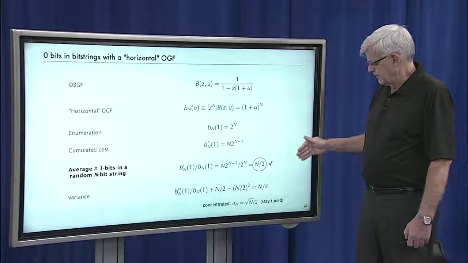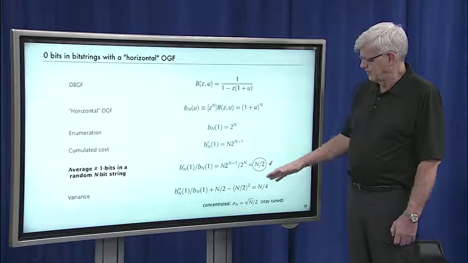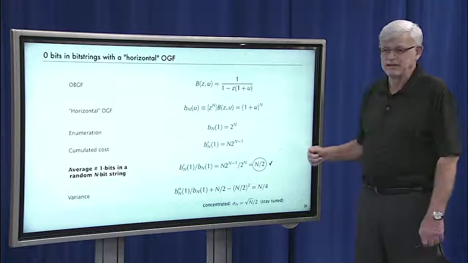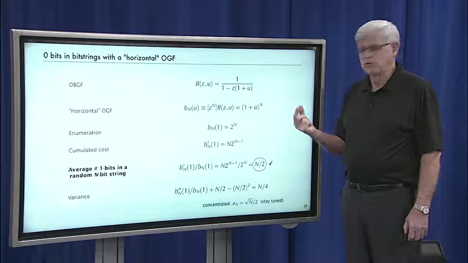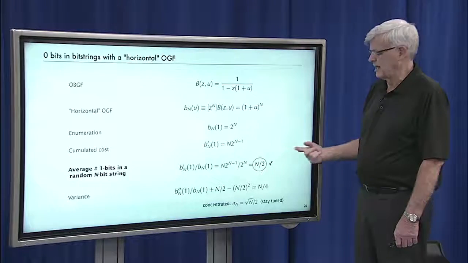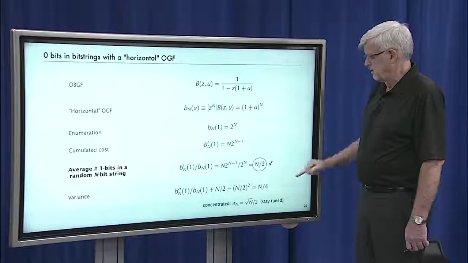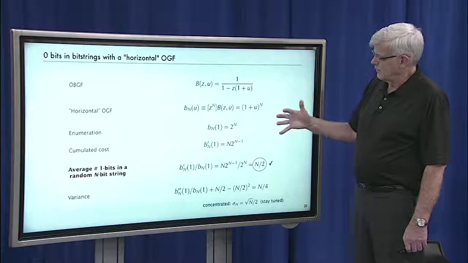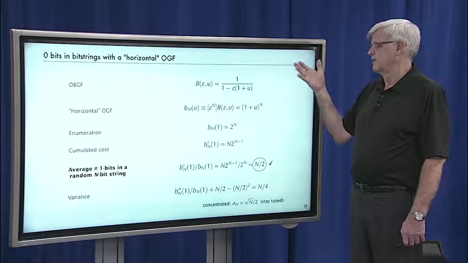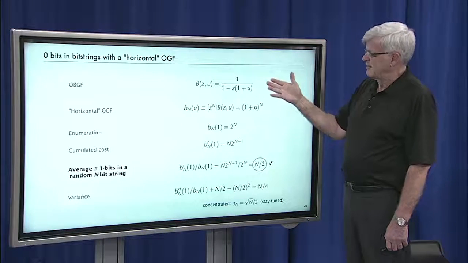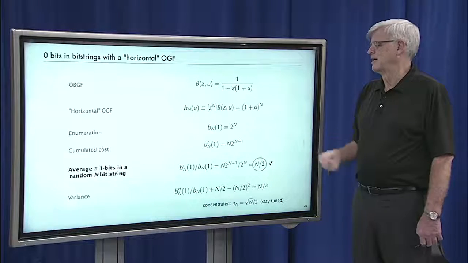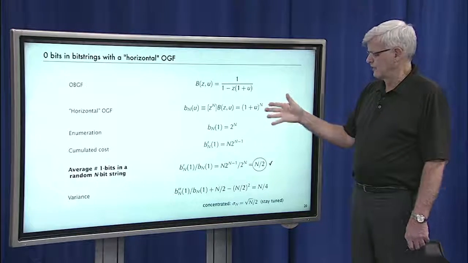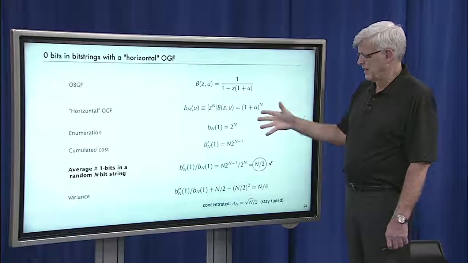And that's an easy calculation that tells us that the standard deviation is square root of n, the average is n over 2, and what that means is that the distribution is concentrated. A typical value is going to be close to n over 2. And I'll talk in just a minute about what that means. For now, the point is that given a two-variable OBGF, if you can extract the coefficient of z to the size, then you get a generating function that's easy to work with to calculate moments.